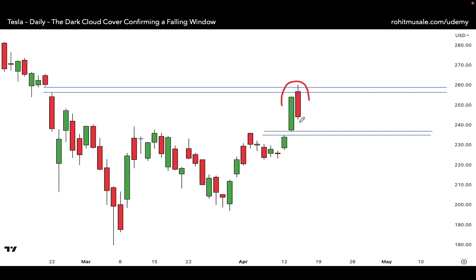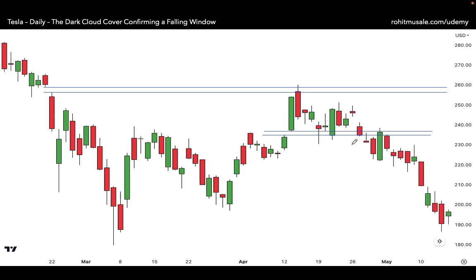Look at the opening of this red candle. It has opened within the window, but the most important price is the close. The close has been below that resistance. That is very important for us. Now we are expecting the price to go like this because it is sandwiched between support and resistance, right? So let's see what happens on this chart next.